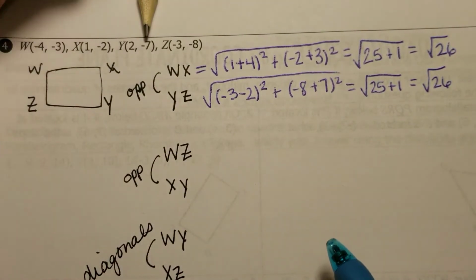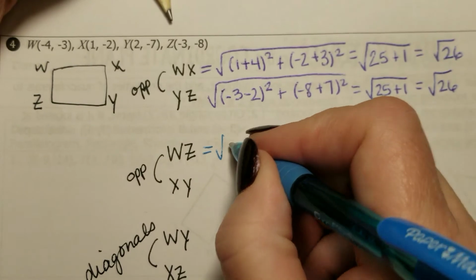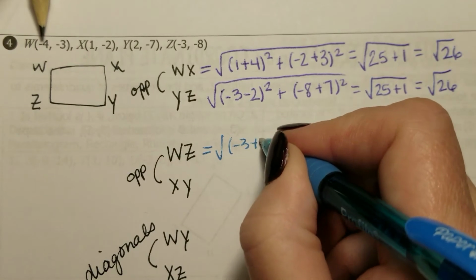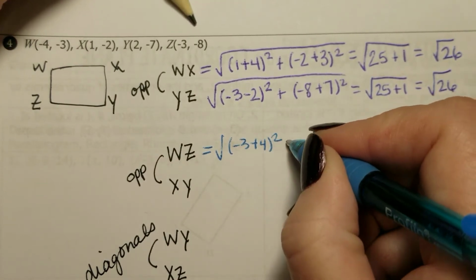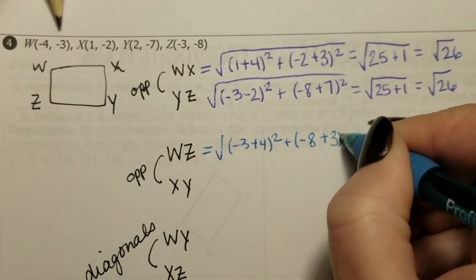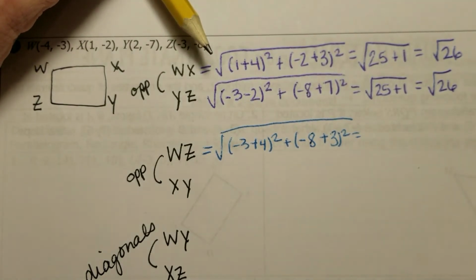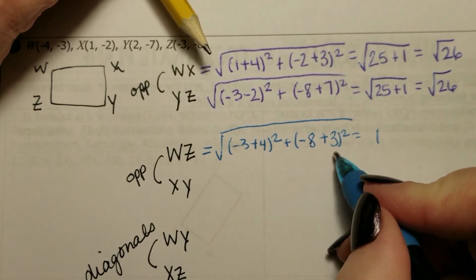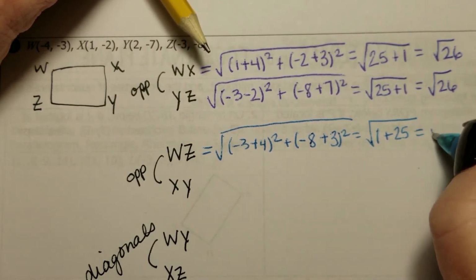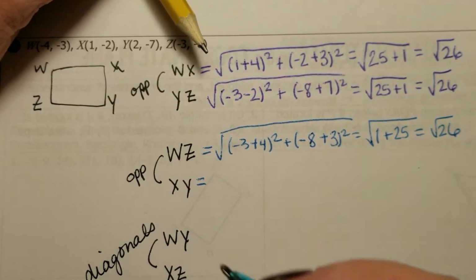Let's go to WZ. So on WZ, we're going to take the square root of negative 3 minus negative 4 squared, and then plus negative 8 minus negative 3 squared, and we get negative 3 plus 4 is 1. 1 squared is 1. Negative 8 plus 3 is negative 5. Negative 5 squared is 25. So once again, we have the square root of 26. So if this one is also, we're going to have something special going on here.